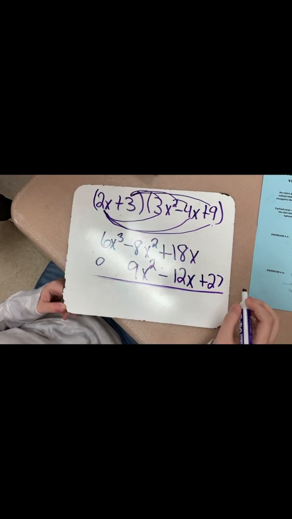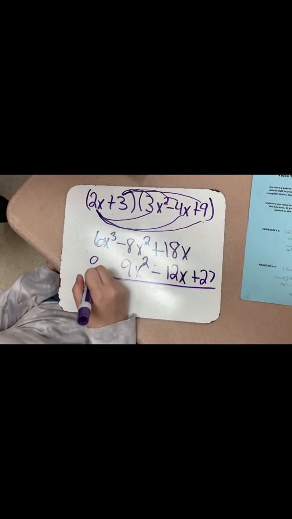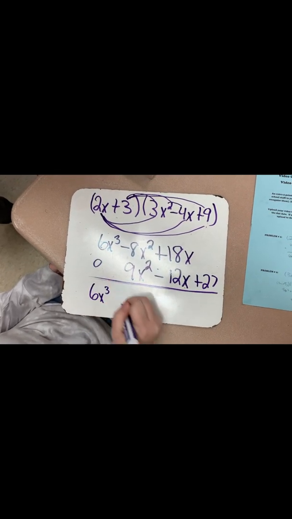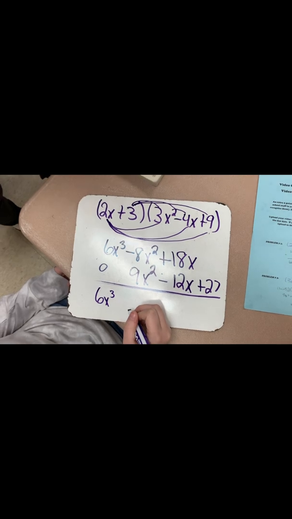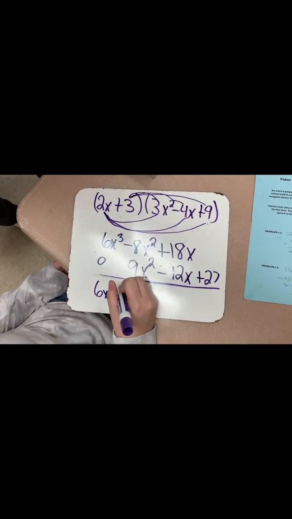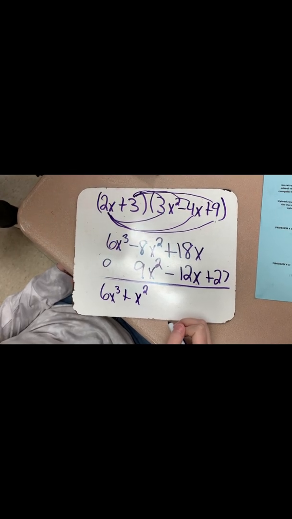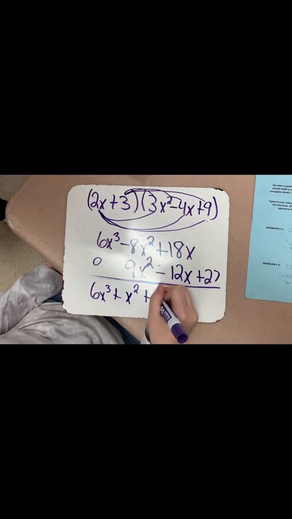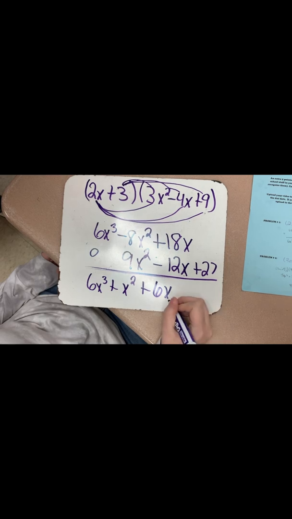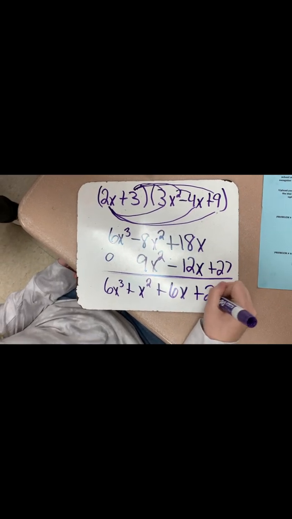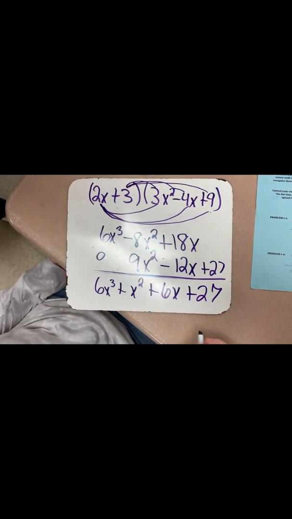You bring down 6x cubed because you can't combine it with anything. Then you combine 9x squared and negative 8x squared to get 1x squared. After that, you combine 18x and negative 12x to get 6x. Finally, you bring down the 27. You should end up with a final answer of 6x cubed plus 1x squared plus 6x plus 27.